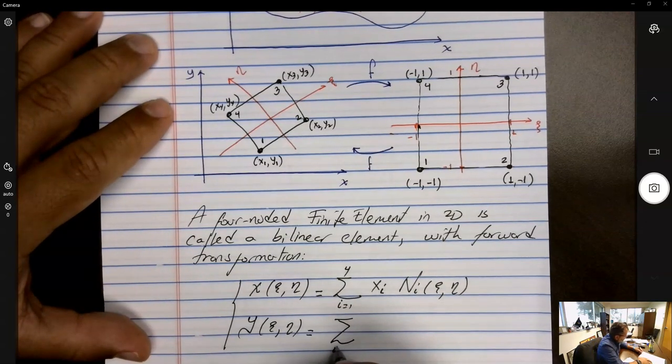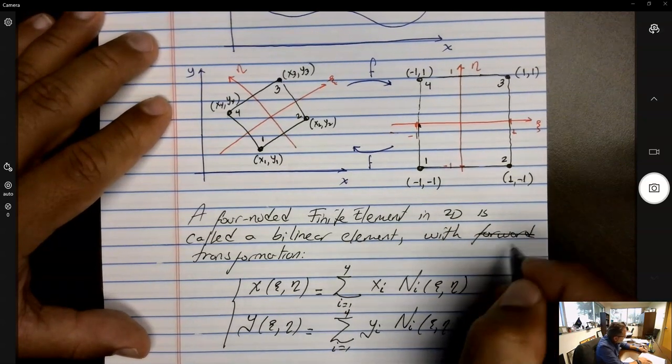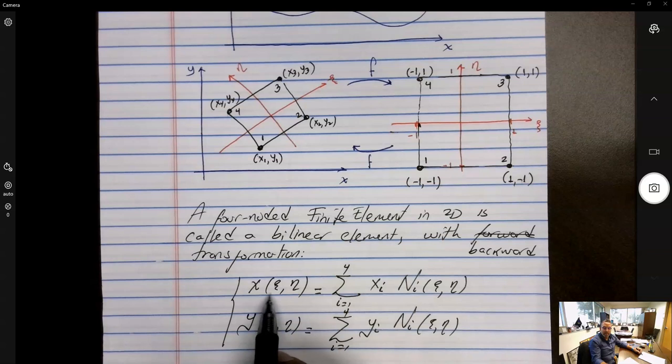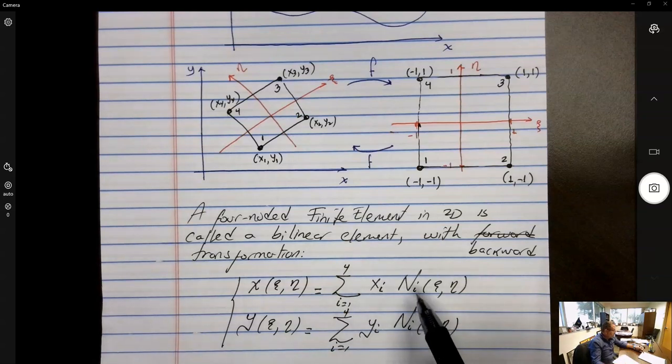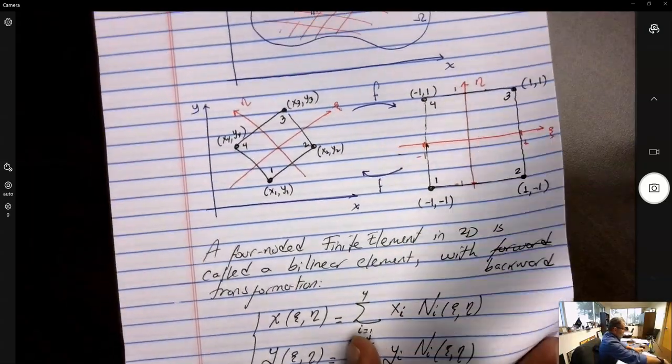y of xi and eta is equal to the summation from i equals 1 to 4 of the y coordinate of the ith node times Ni of xi and eta. And by the way, this is the backward transformation. We're going from xi and eta to x and y. And these are the transformations that we need in order to calculate the elements of the metric tensor. These functions, N1, N2, N3, and N4, are called the basis functions. These are the functions that make it possible to actually map from here to here.